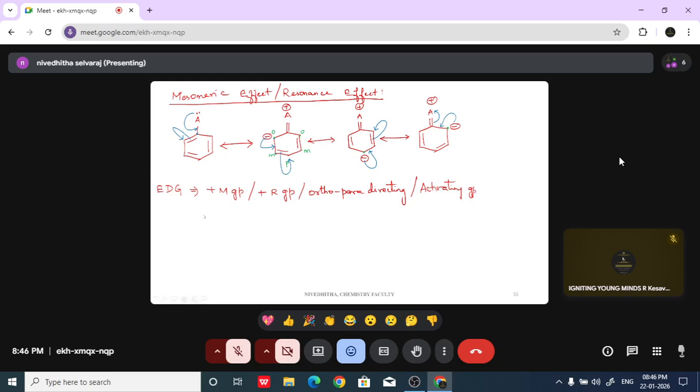I'll give you a few examples of ortho para directing groups. Listen here. I have a benzene ring. To this conjugated double bond system, I have oxygen, and oxygen has 2 lone pairs of electrons. If the atom which is attached to the ring has at least one pair of electrons, then that is considered to be an ortho para directing group. Oxygen has 2 lone pairs of electrons, so definitely this group is ortho para directing.